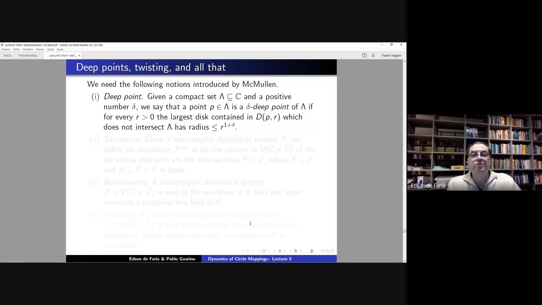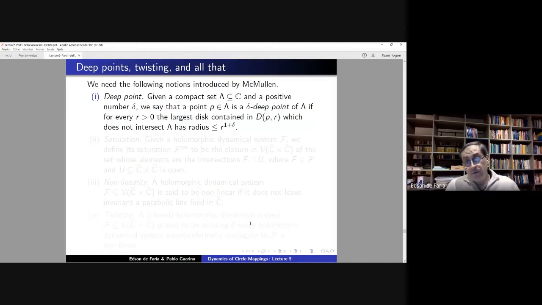So McMullen defines a deep point of a compact set in the following way. Take a compact set in the complex plane or in the Riemann sphere, and take a positive number delta. You say that a point in the set is a delta-deep point of this set if the following happens: you take the point and a small disk of radius r around it. Then as you shrink r, the portion of Lambda contained in the disk of radius r fills the disk more and more as r goes to zero, in such a way that the largest little disk you can put in the complement of Lambda inside the disk of radius r has radius much smaller than r, like r raised to a power such as 1 plus delta, okay?